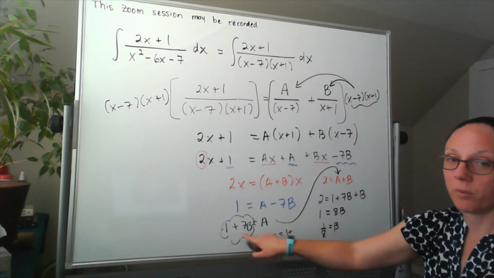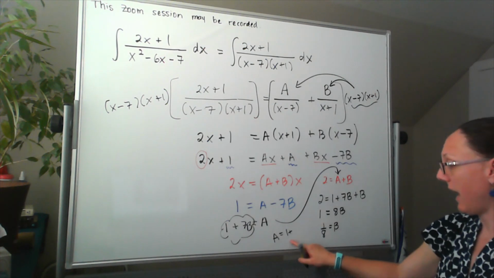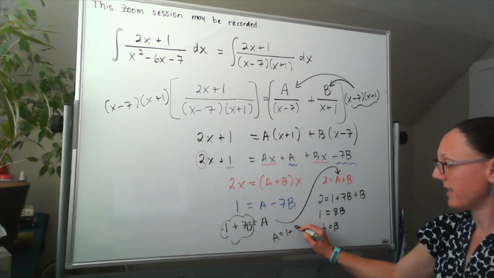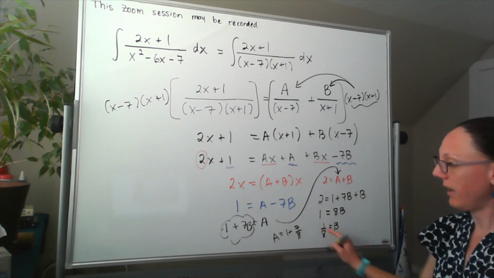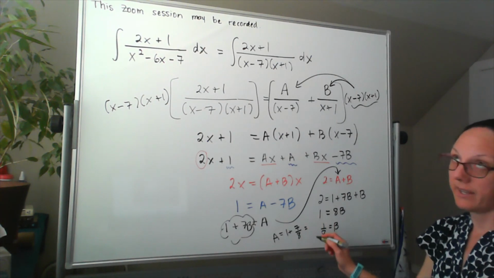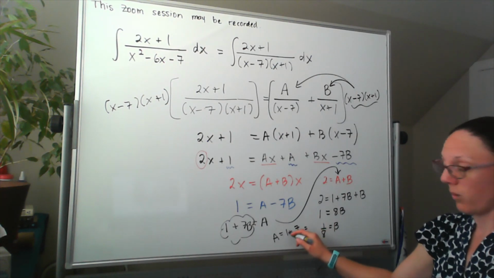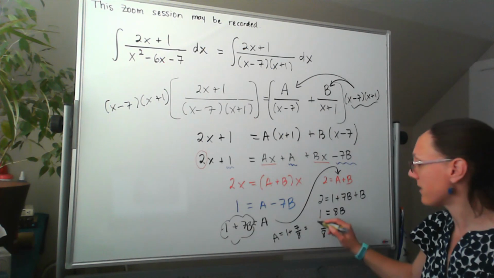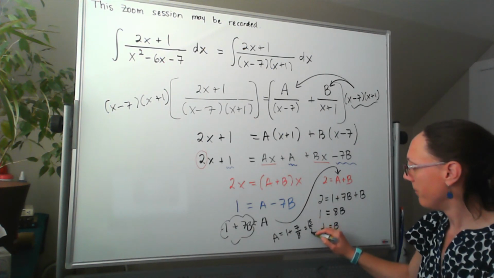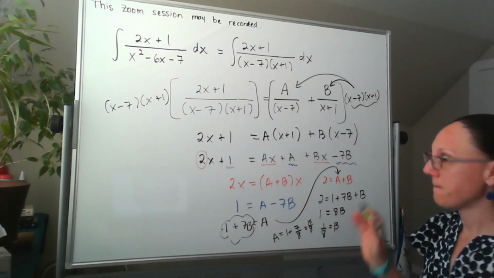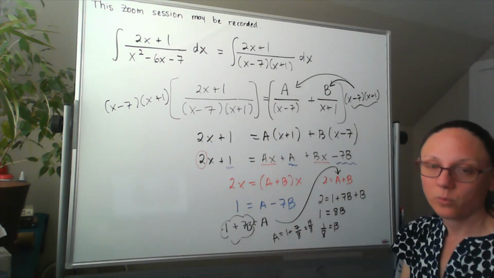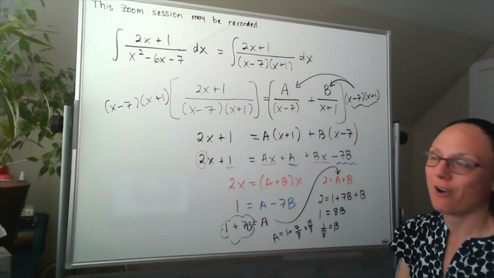Since a equals 1 plus 7b, that means a equals 1 plus 7/8, or getting a common denominator, 1 is 8/8, so that's 15/8. All of that work was the algebra part. We still have to do the calculus.